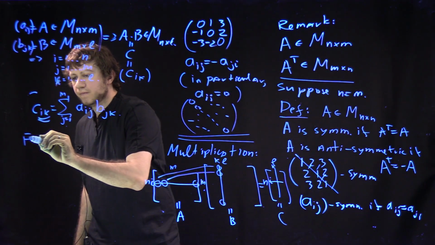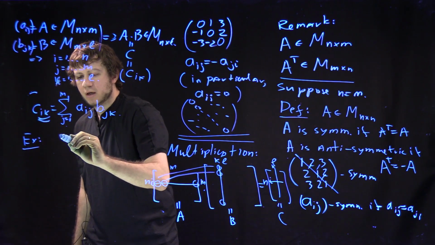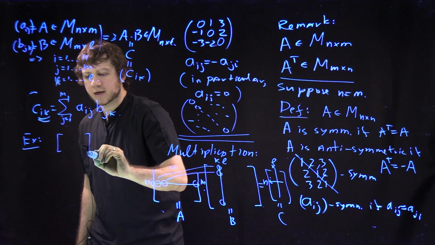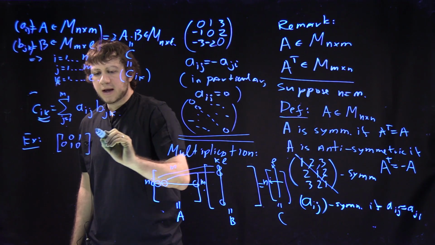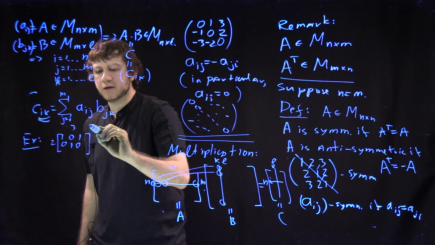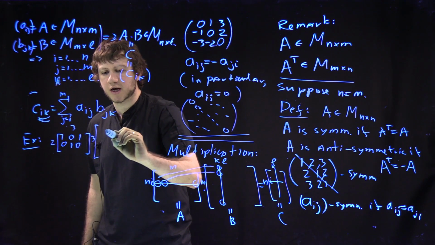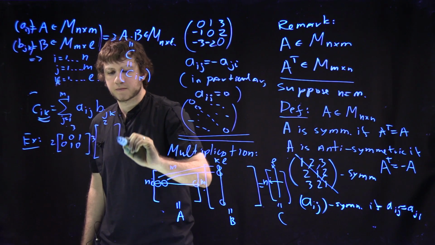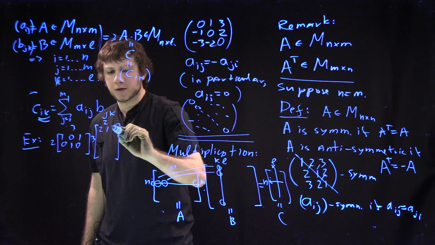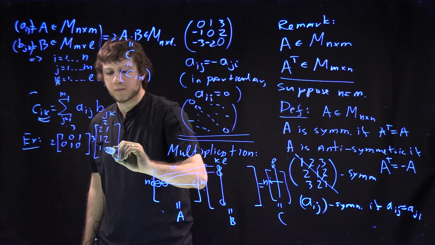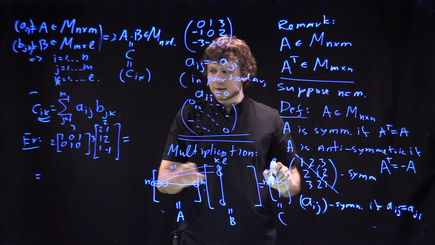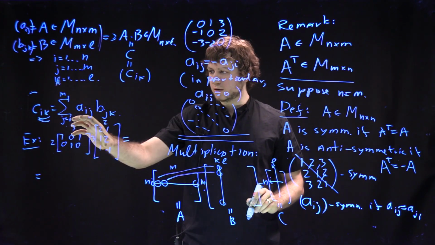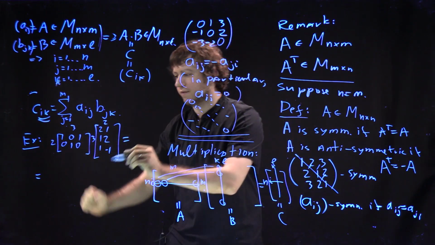So example, let me do a few. First I can start with the matrix 1, 0, 1, 0, 1, 0, times this one, which was 2 times 3, so I need to take a 3 times something. So 3 times 2, for instance: 2, 1, 1, 2, 1, minus 1. And so what I get, first I look at sizes, and so 3 matches here, and they eat each other, and so I have a 2 by 2 matrix.